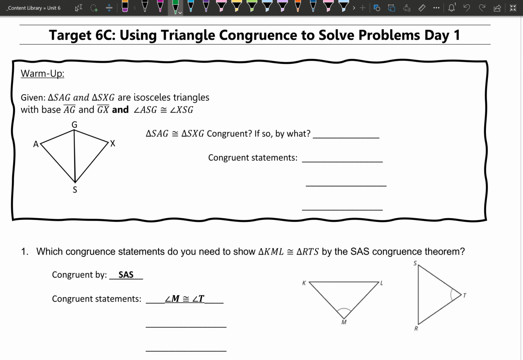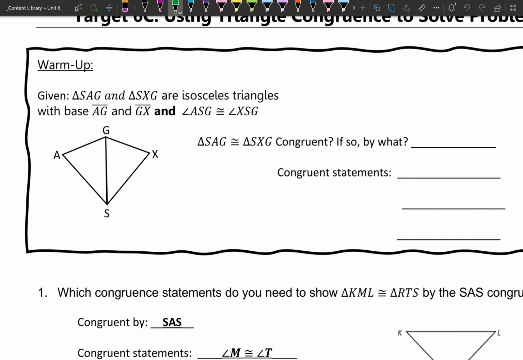Here we have two triangles, SAG and SXG. They're isosceles. They have a base of AG and GX. I would like to label those bases real quick because that helps me see it. Base, a base. We also are given this fact that angle ASG and angle XSG are congruent.